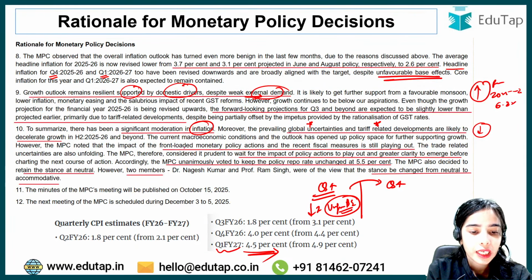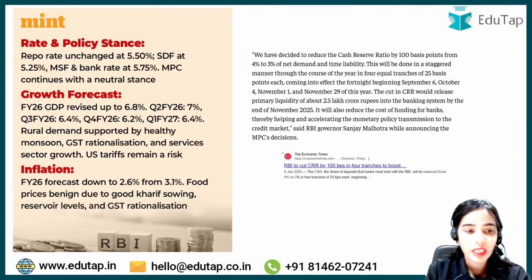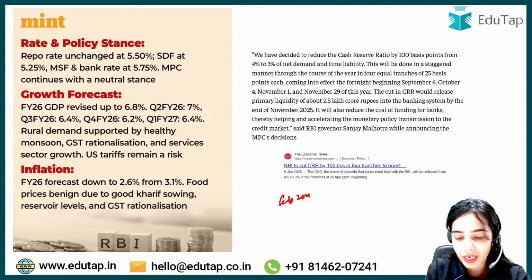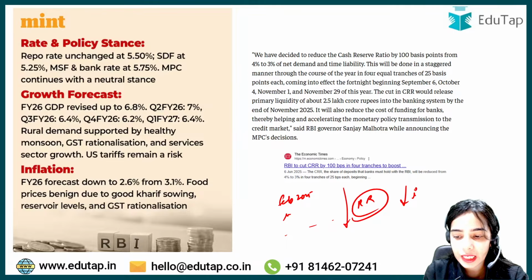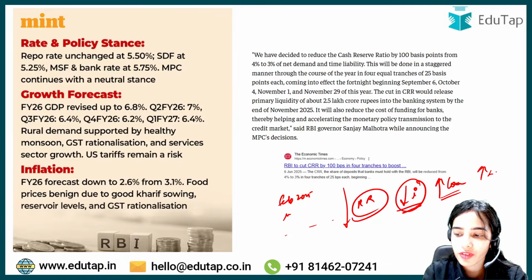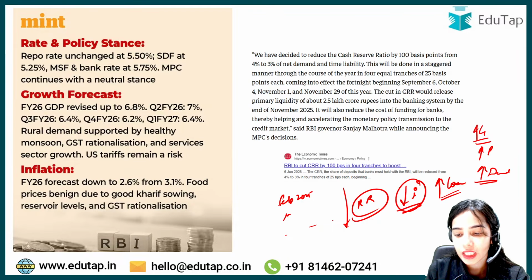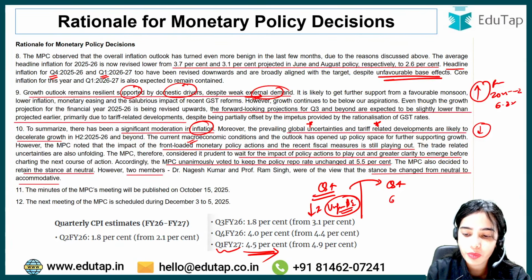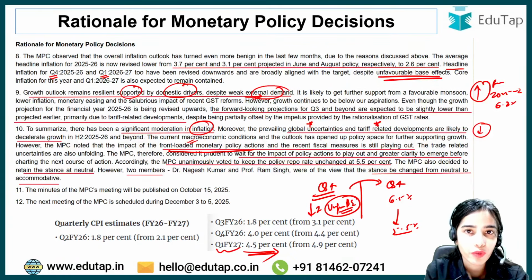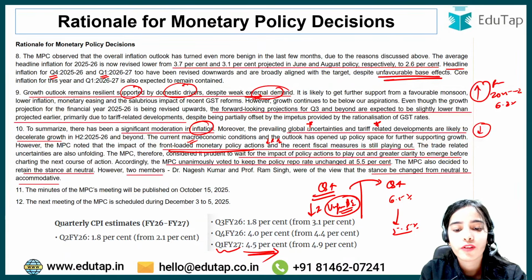Now, front-loaded monetary policy, because I have told you already that in February 2025, April 2025, and June 2025, the repo rate was decreased so that the interest rate can decrease in the economy, and with a lesser interest rate, more loans can be taken. With more loans, there will be more demand. With more demand, there will be more production and more growth in the economy. So already the repo rate has been decreased by 1%, from 6.5% to 5.5%. So there is already front-loaded monetary policy action of reducing the repo rate continuously from 6.5% to 5.5%.